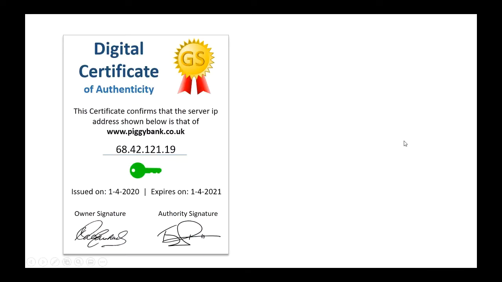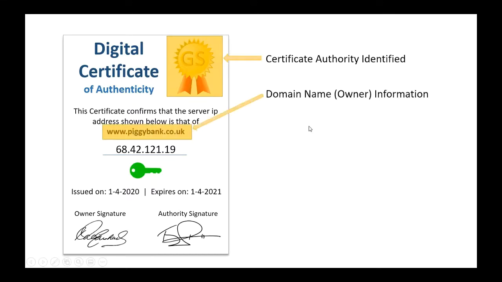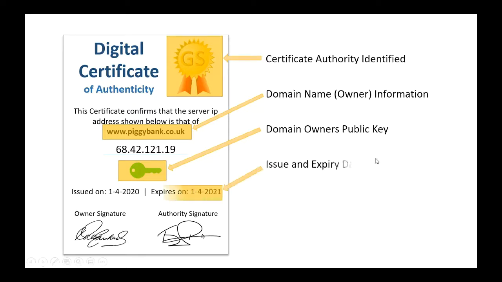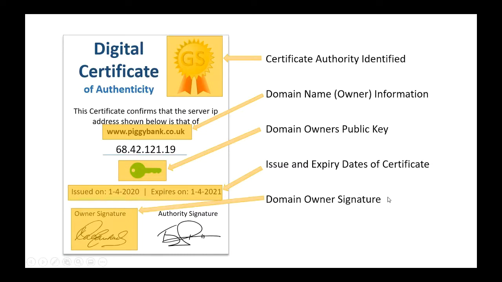If you are taking notes, exam notes, you will want to pause at the end of this slide and write down the following 6 things that are included on a digital certificate. Certificate authority is identified. The domain name owner is identified. The domain owner's public key is on the certificate. Issue and expiry dates for the certificate. Then 2 signatures, first the domain owner's signature and also the certificate authority signature.